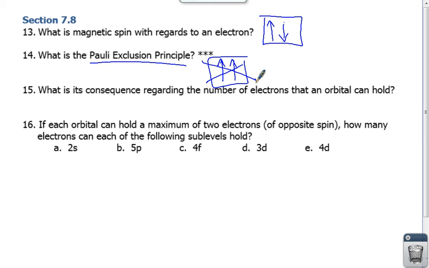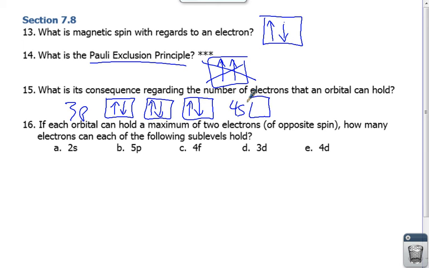What is the consequence regarding the number? The Pauli exclusion principle also says that they can't have more than two. So you'll only ever see an orbital with two electrons. They'll always have opposite spin. If there's more than two electrons, you need another orbital. Once you fill up an entire sublevel, say the 3p sublevel, if you have more than 6 electrons for the 3p, you need to go to the next sublevel and have a new orbital. If each orbital can hold a maximum of 2 electrons of opposite spin, how many electrons can each of the following sublevels hold?